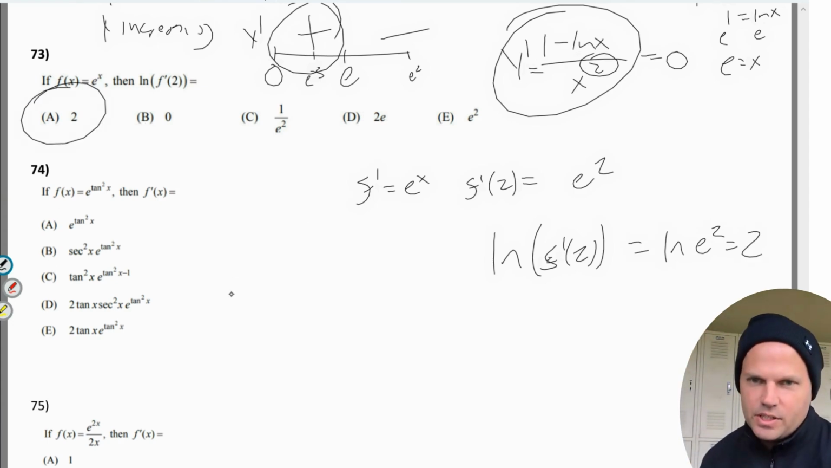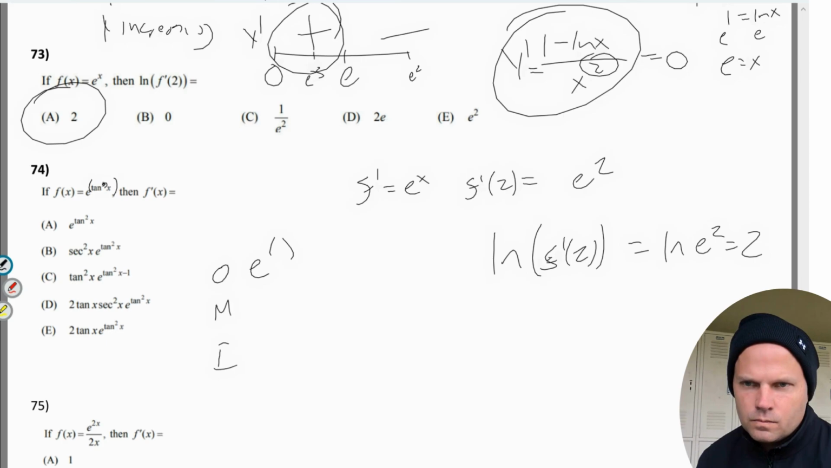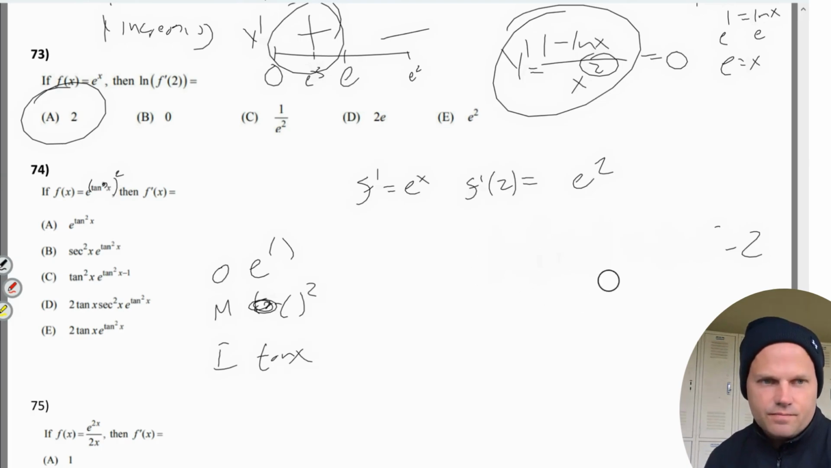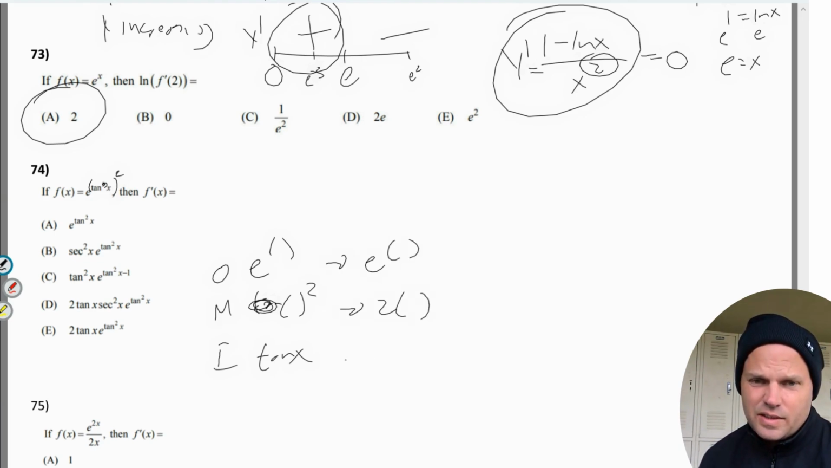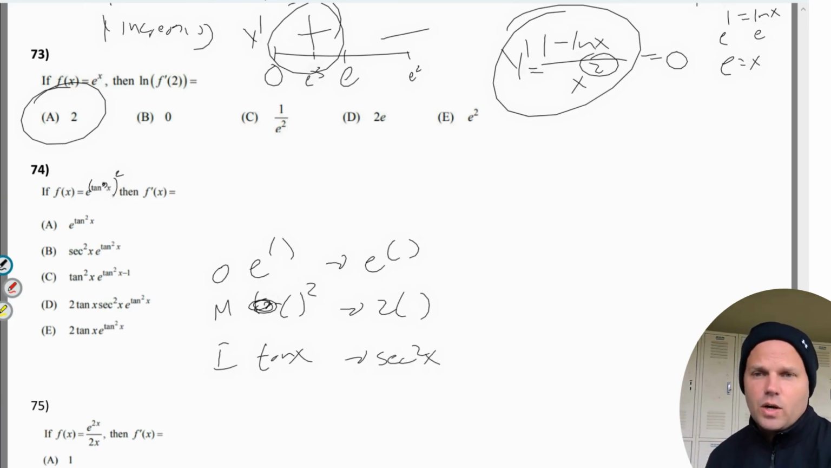This is an outside, middle, inside. No, the middle is the square. The inside is the tangent. Yeah, try that one out, exercise, guys. The more I do these problems that we're doing, the more I'm like, you guys should probably do your AP classroom questions. They're better. These are good questions, but they're not great.